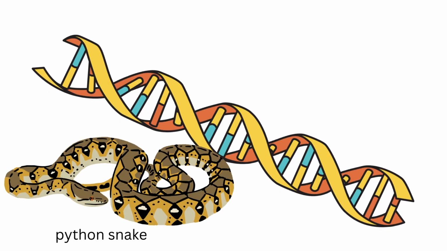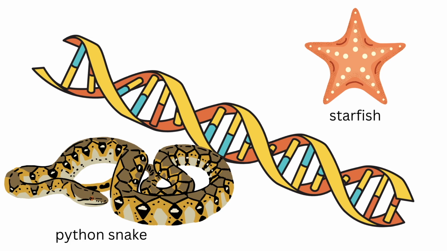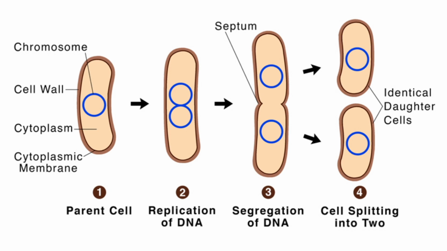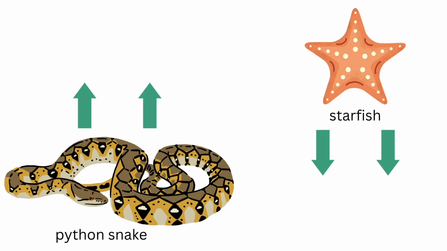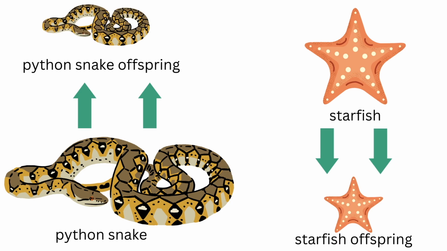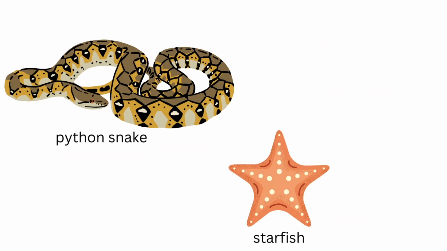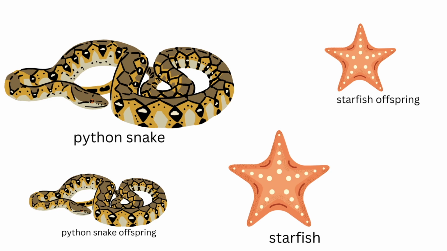Some organisms, like python snakes and starfish, can reproduce asexually. Some methods of asexual reproduction include binary fission, where a parent cell divides, and budding, where the offspring develops from an anatomical point of the parent. In such asexual reproduction, a single organism single-handedly reproduces their own offspring. That offspring then inherits all of their DNA from the single parent.